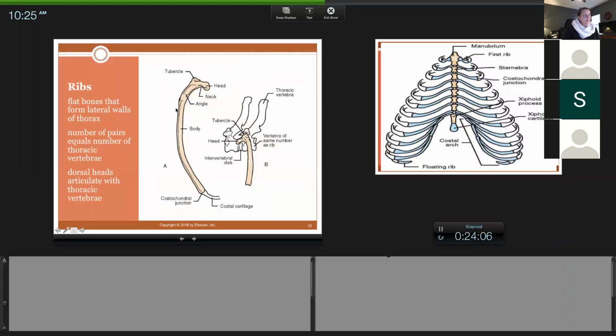The main body of the rib is a flat bone. So it's considered a flat bone. The dorsal head articulates with the thoracic vertebrae. If this is the thoracic vertebrae here, here's the head of the rib. When the animal inhales, exhales, inhales, exhales, this is articulating. So the articular surface is at the vertebrae.